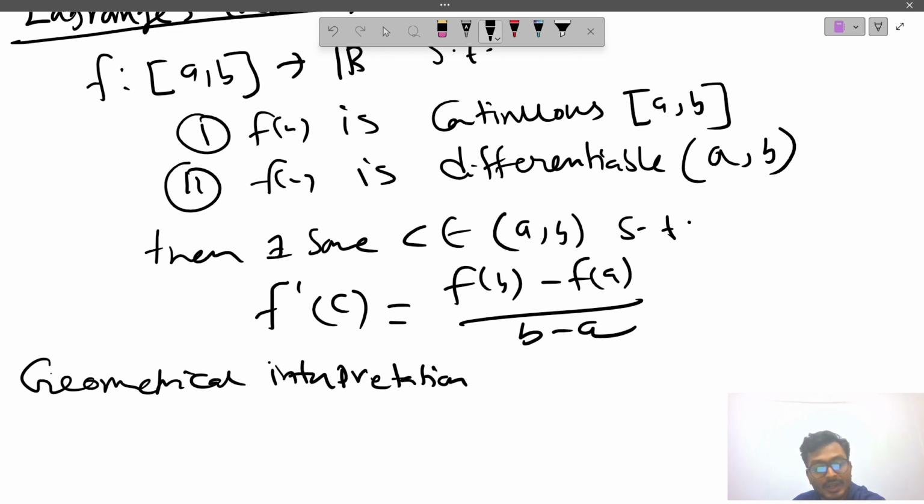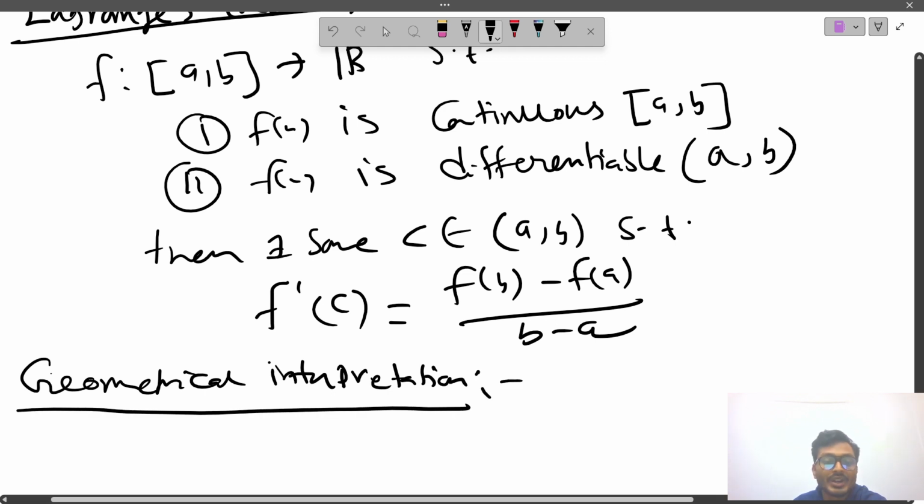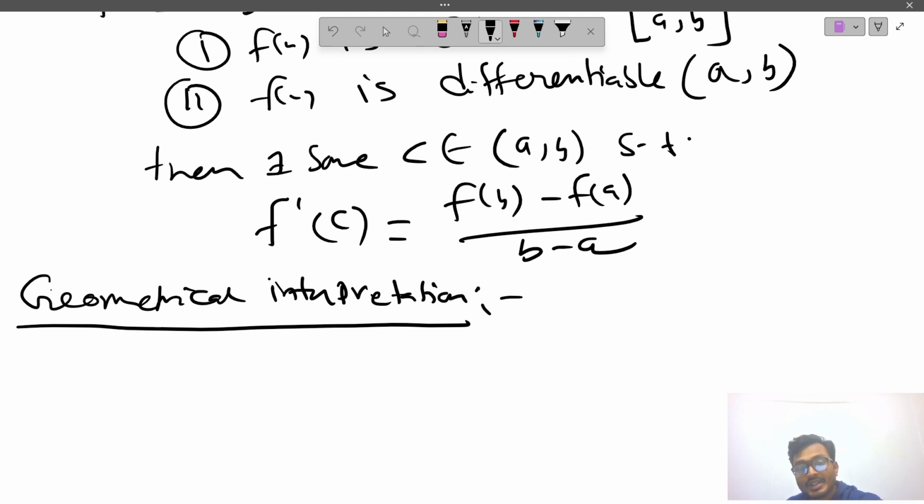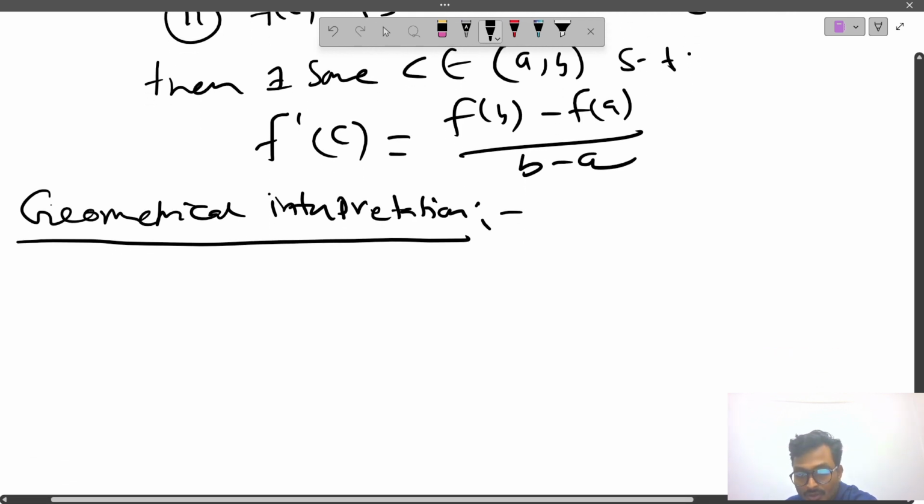So what is the geometrical interpretation? We know what f dash c is. F dash c is nothing but the slope of the tangent at some point c. Now we have to find the meaning of (f(b) minus f(a)) by (b minus a). So let us draw the figure first of all.